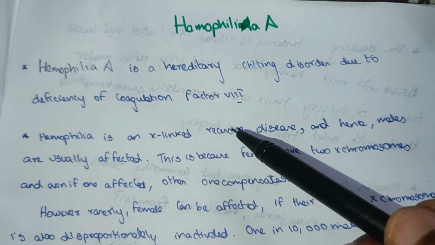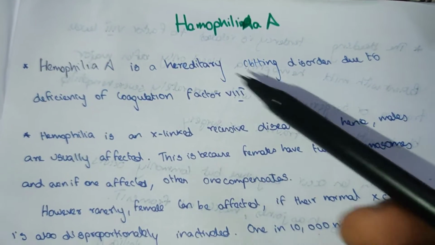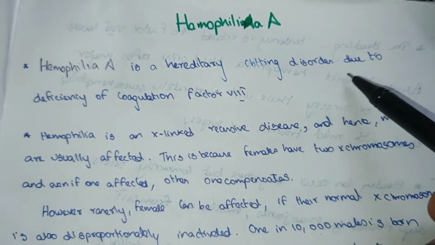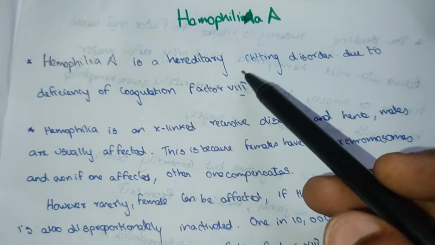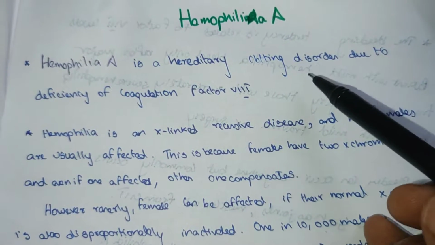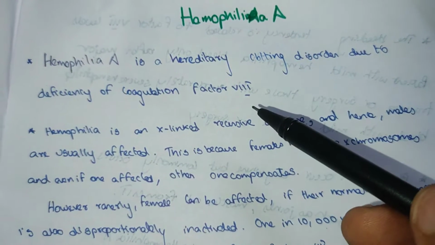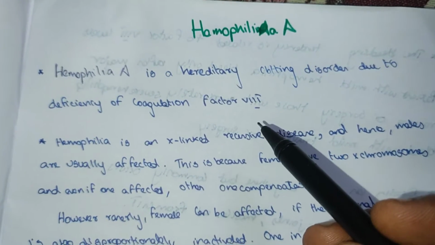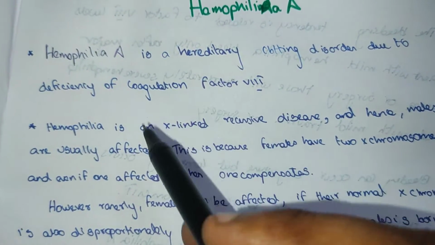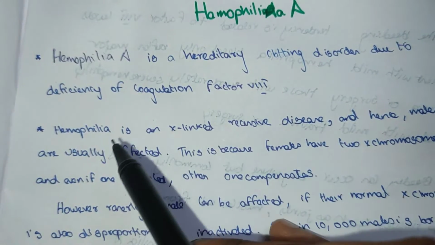In this video, we are going to see about Hemophilia A. Hemophilia A is a hereditary clotting disorder due to the deficiency of coagulation factor 8. It is a hereditary clotting disorder characterized by the deficiency of coagulation factor 8.